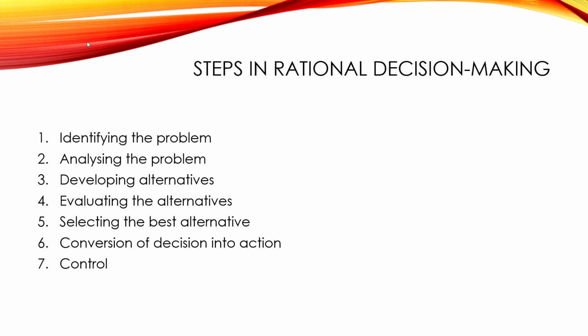Fourth step is evaluating the alternatives. After having developed the appropriate alternatives, the next step is to evaluate them so as to choose the best one. While evaluating, they have to consider both quantitative factors which are measurable, for example, fixed cost, operation cost, etc., and qualitative factors which are not measurable. They are intangible factors like labor relations, change in technology, etc. So both qualitative and quantitative factors are to be considered while evaluating the alternatives to choose the best one.